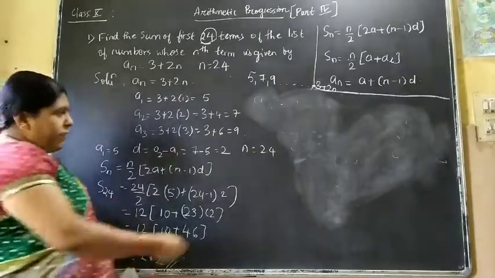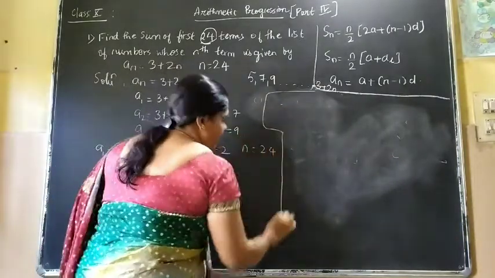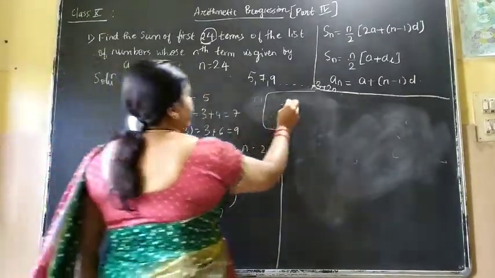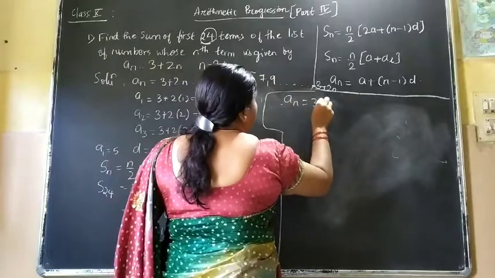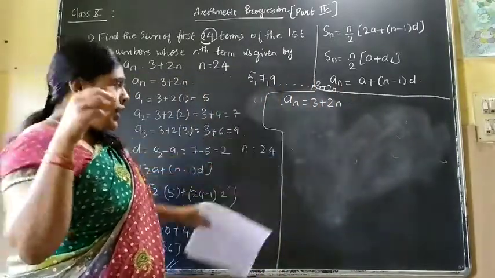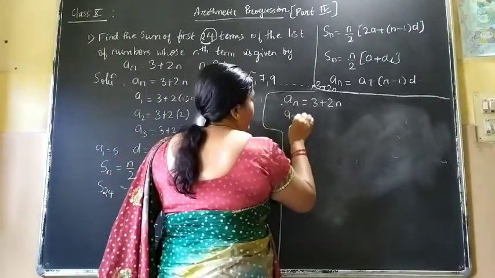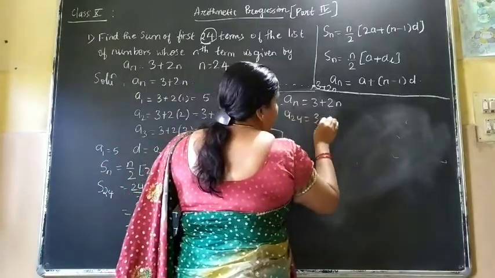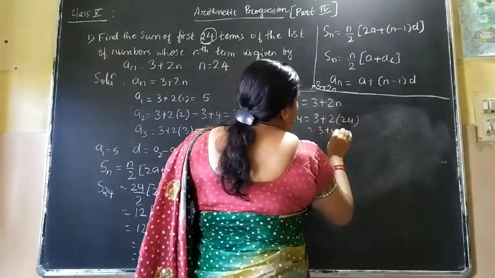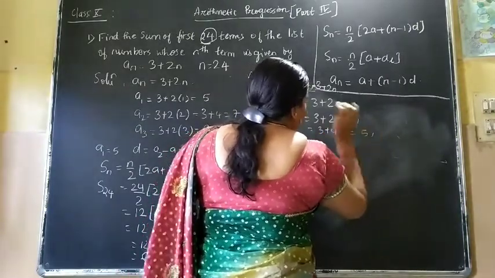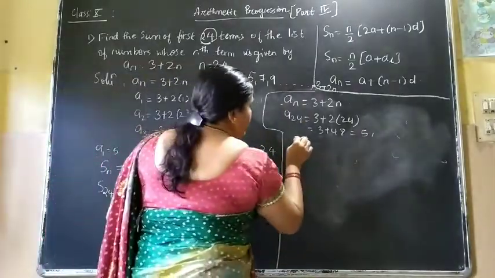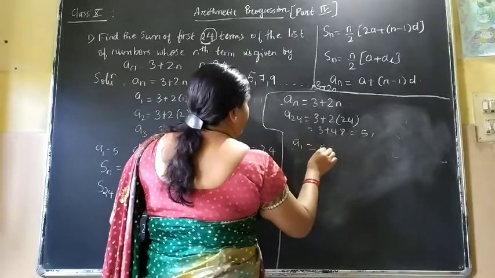This can be solved in another method, that is the easiest method. See, now what we have: an is equal to 3 plus 2n. From this can we obtain a24? Yes. Substitute the value n is equal to 24. 3 plus 2 into 24, that is 3 plus 48, nothing but 51. See now, here we have got a1, that is 5.